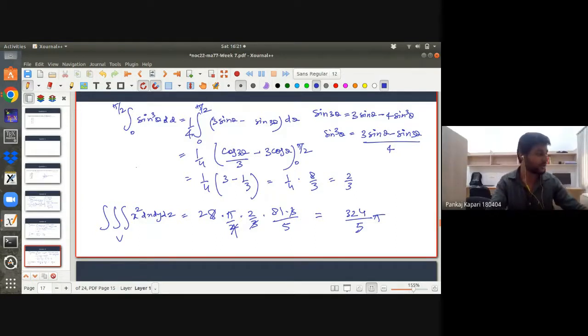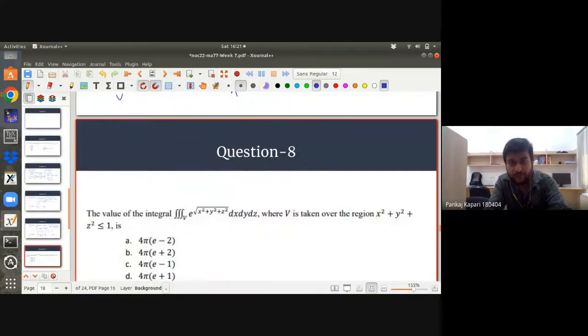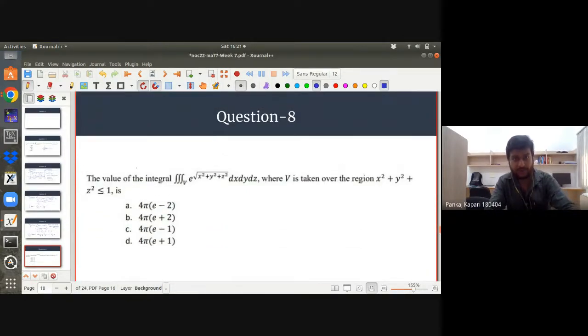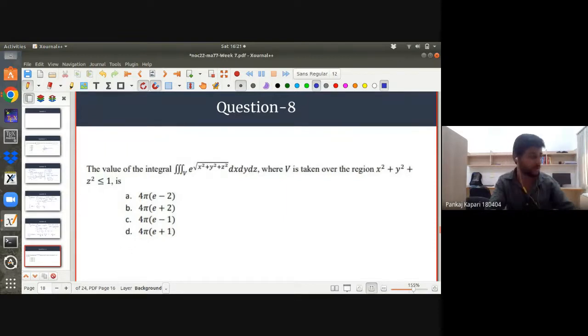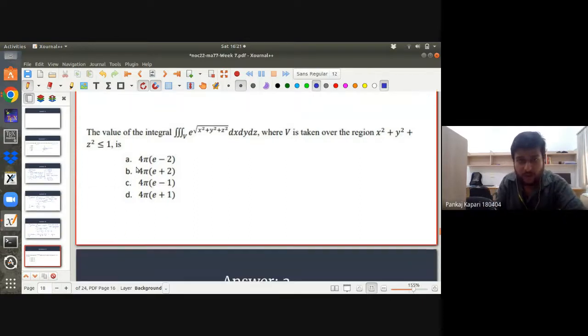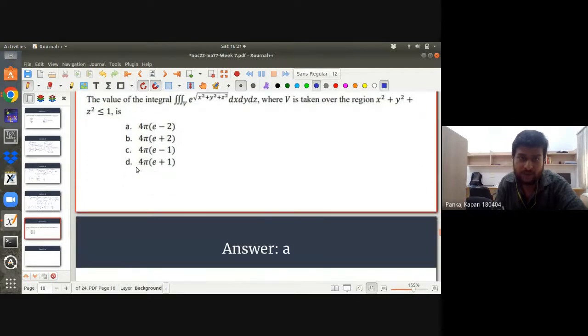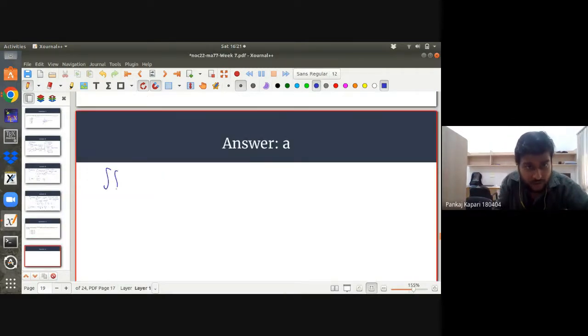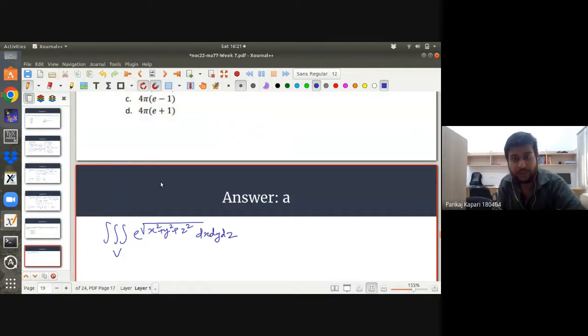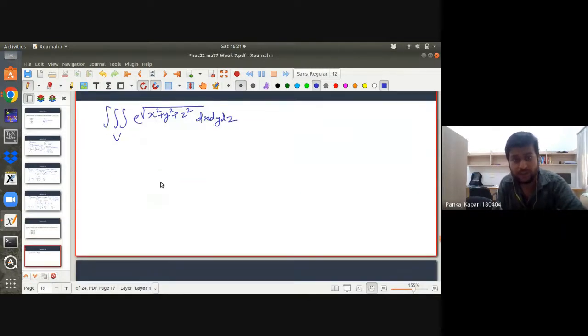Okay. So again a triple integral problem, where this problem is also about a spherical integral. We will change the integral into spherical coordinates. So it's e to the power under root x square plus y square plus z square, over the volume V. So what is our volume? Again, the sphere of radius 1.